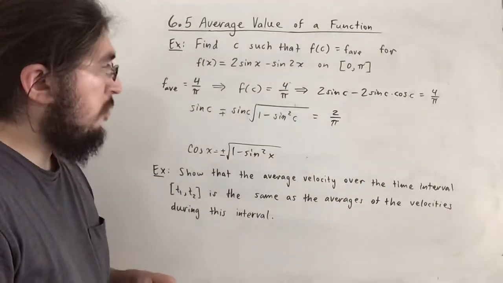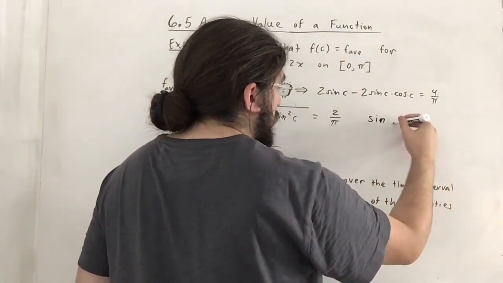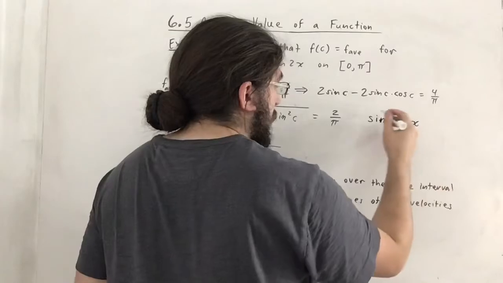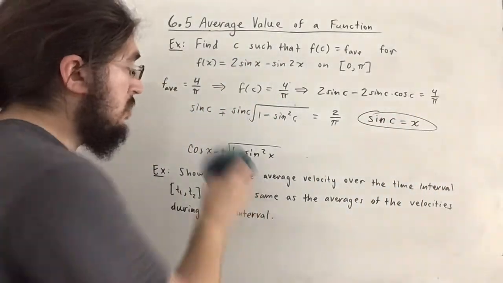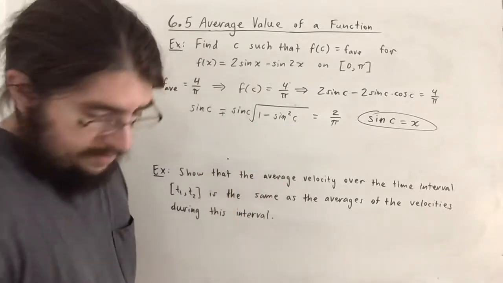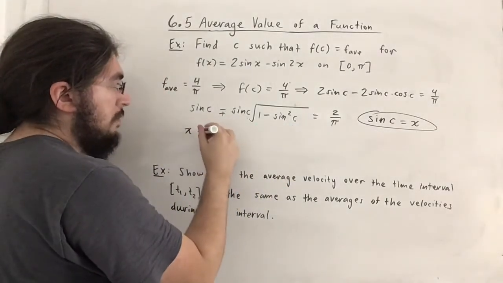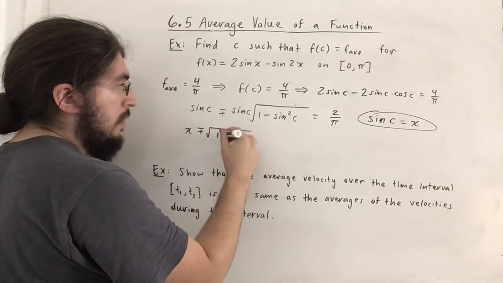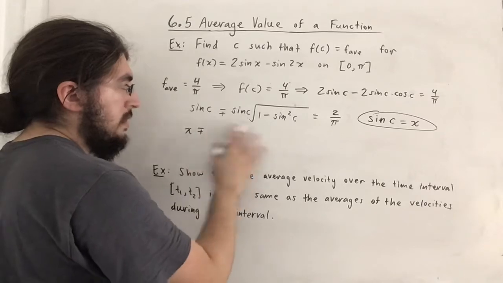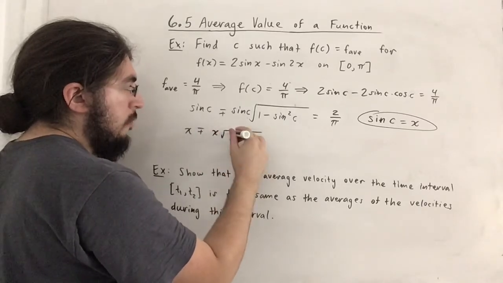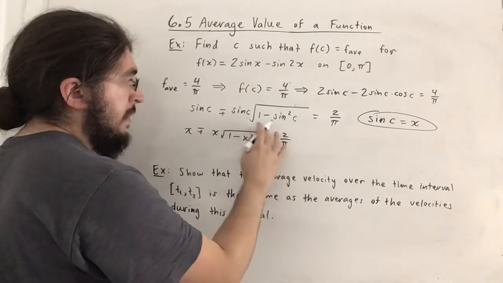And now if we replace sine of c with x, then we actually get an equation involving x that is doable. So let's see what this, again, is a little crazy. We get x plus minus the square root of 1 minus x squared. Sorry, x times, there we go. X times radical 1 minus x squared equals 2 over pi.